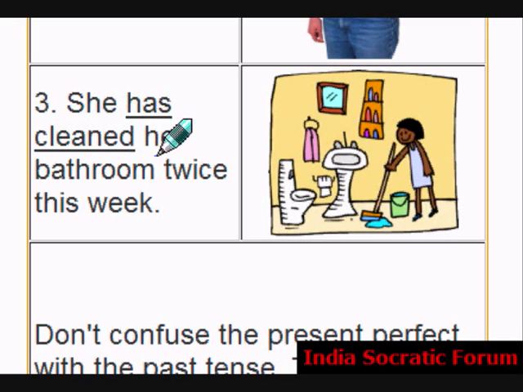She has cleaned her bathroom twice this week. Repeated time, okay? So we use the present perfect form. She has cleaned. She and has go together, right? She has cleaned.